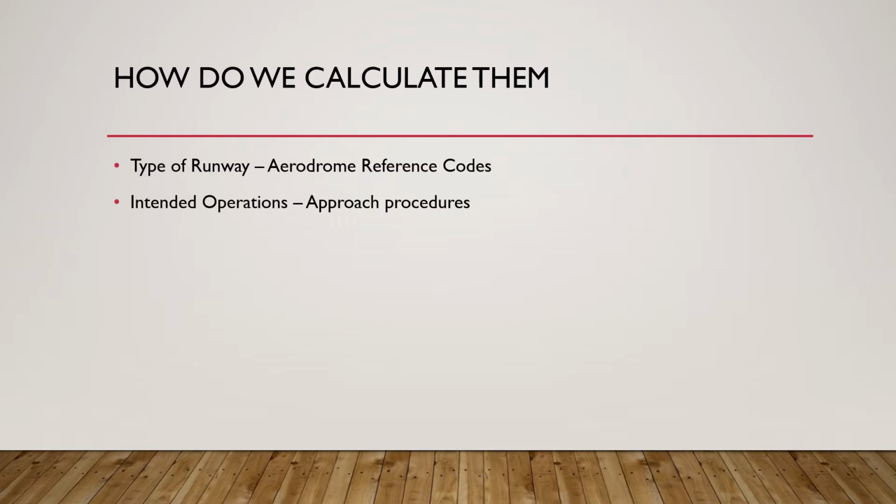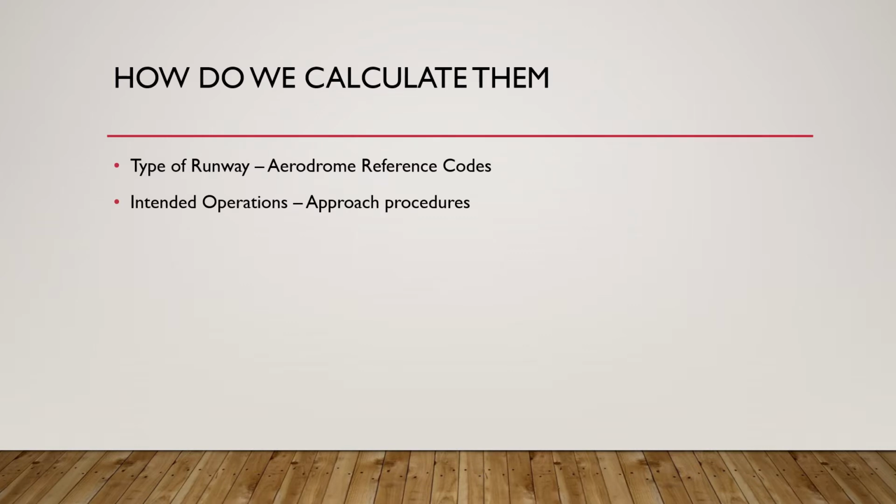With the introduction of the obstacle limitation surfaces, you would now be keen to know how these surfaces are designed or calculated. It is based on two aspects. The first is the type of runway. The second is the intended operations to take place. Each airport or each runway which is designed will have a critical aircraft for its operation. So the features of the critical aircraft, as provided by the manufacturer or the OEM of the equipment, will help in designing the runway along with its various allied infrastructures such as taxiways.